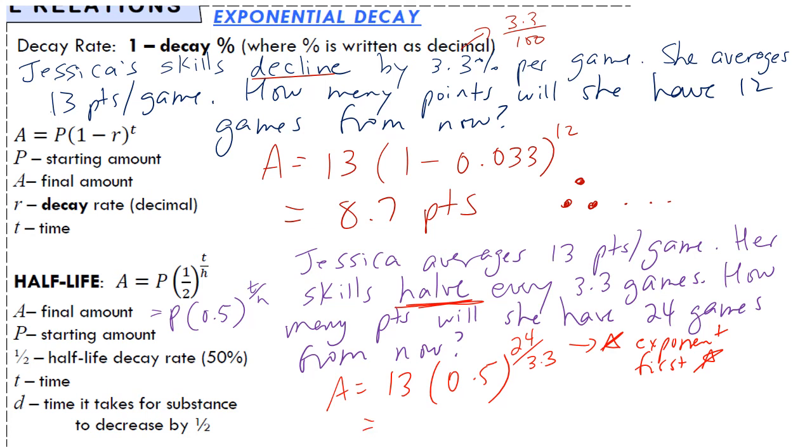I'll leave that up to you. Enter it just like you see it, and you should get 0.08 points. So basically nothing. By the 24th game, she's not getting any points.